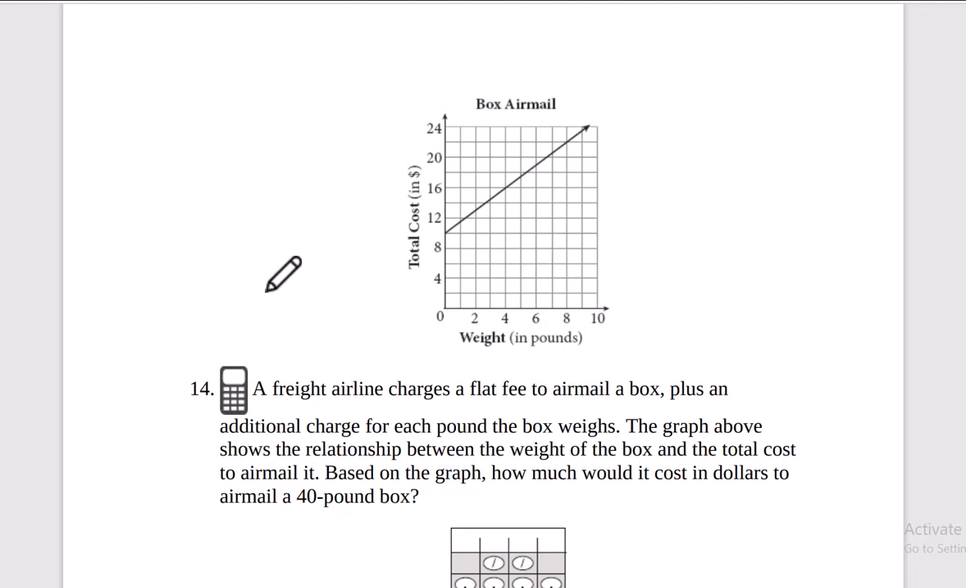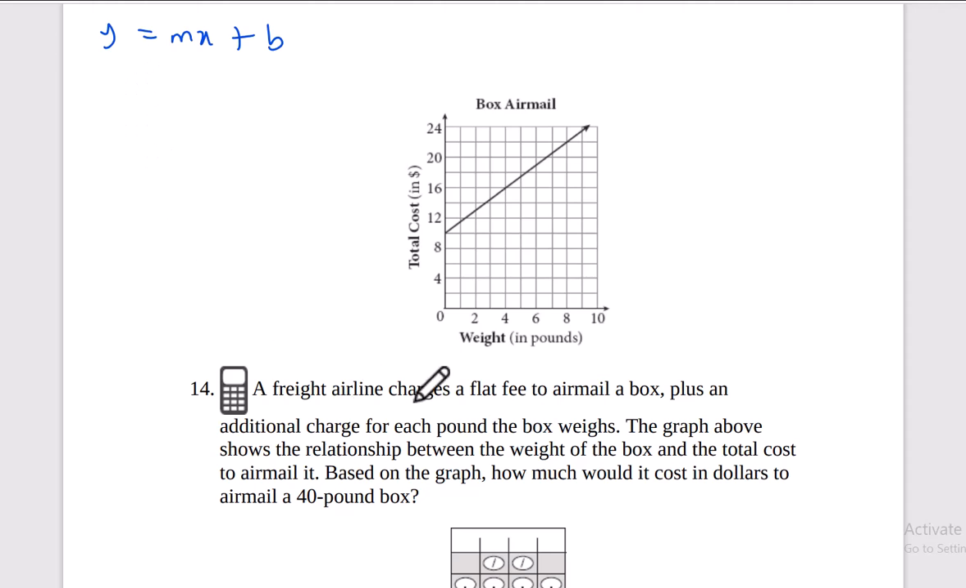So let's fix it. It says a freight airline charges a flat fee to mail a box. When we talk about flat fees, it talks about the initial amount, the first deposit you make, plus an additional charge for each pound the box weighs. So all these things are centered on y equals mx plus b, and this question does not even have an option. So let's just go ahead and do it.